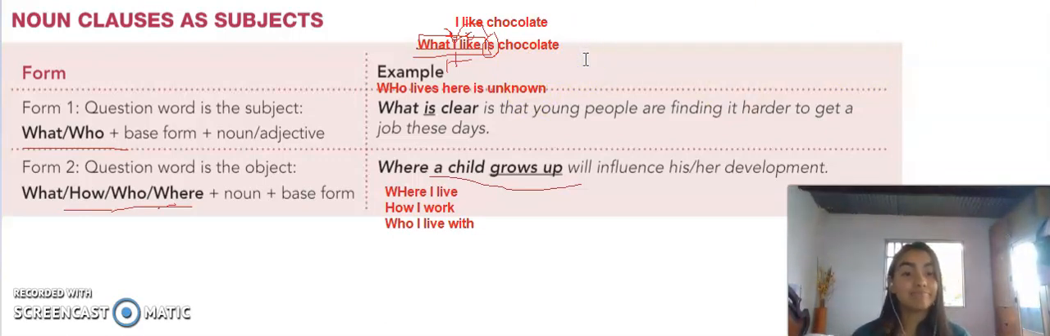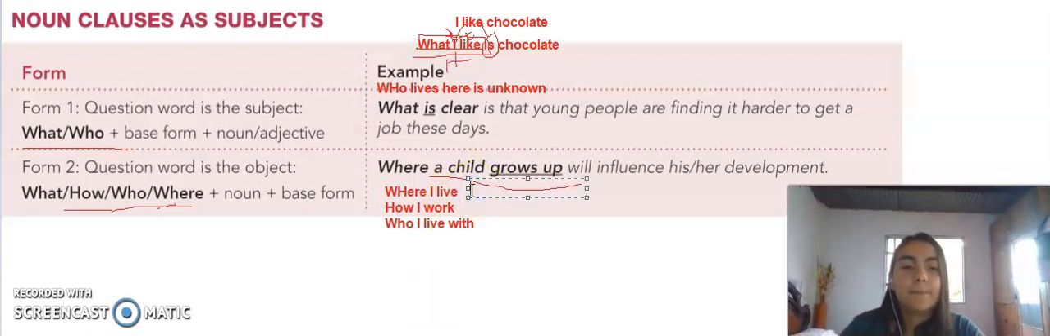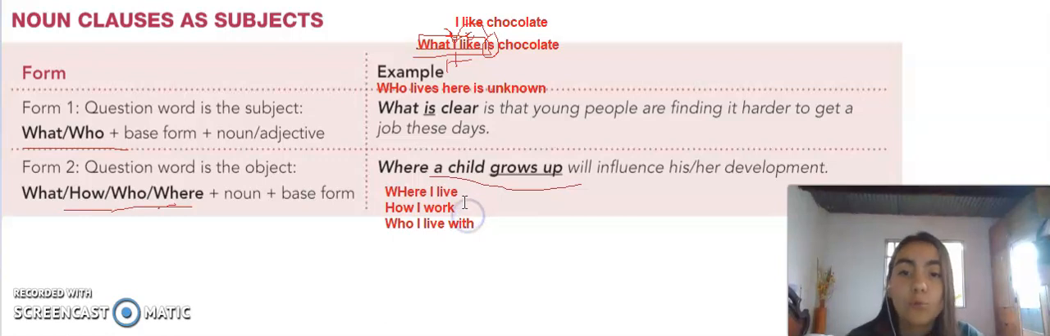Get it? Easy peasy. So, for example, what is clear is that young people are finding it harder to get a job these days, or when a child grows up will influence his or her development, right? So after a noun clause, I have a complete sentence, a normal sentence. So where I live doesn't matter. How I work is important for the company. Who I live with is not your business. Now do the two exercises.